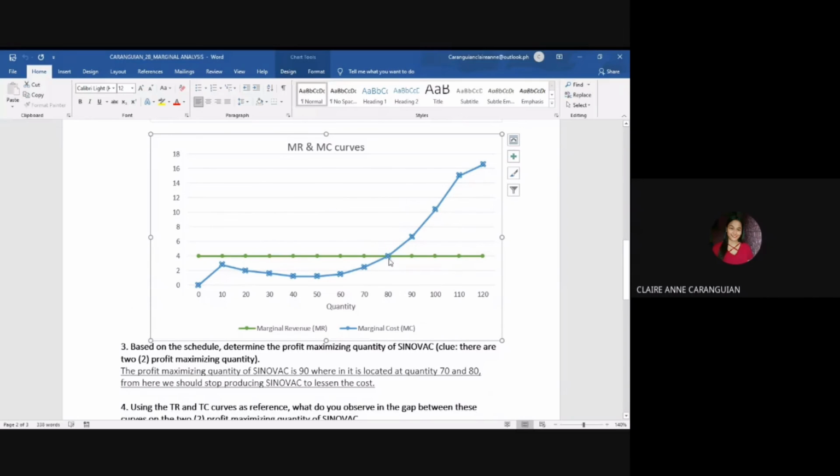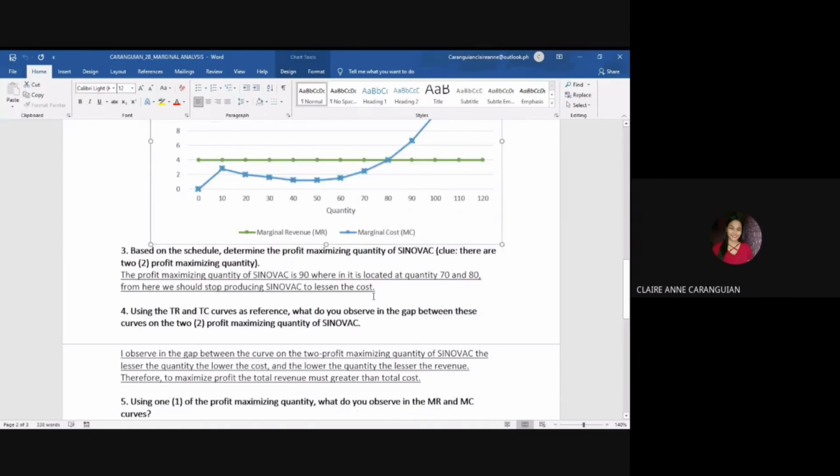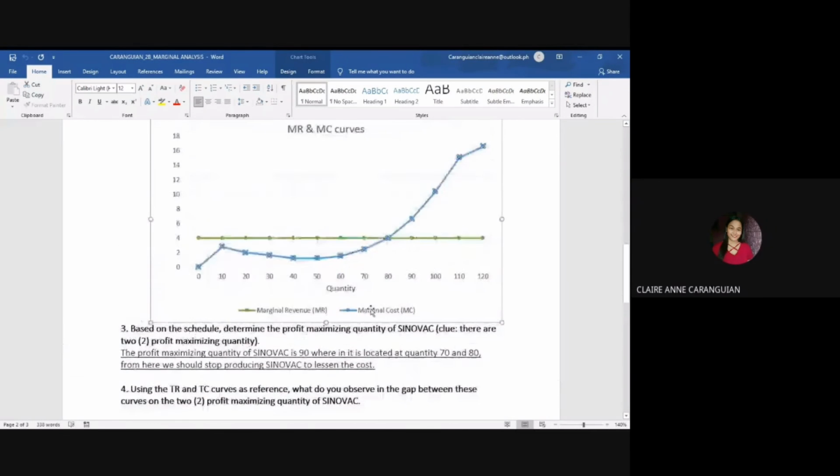So, in here, in the quantity 80, the company should stop or should not add any quantity because they attain the maximum amount of the product they should provide or they should produce or manufacture. So, that will be all.